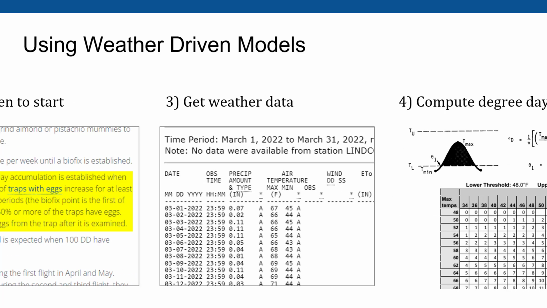Next, you have to find a source of weather data. If you have your own weather station, you could use that. Many people use the CIMIS network, which is publicly funded and accessible through sites like the UCIPM website.